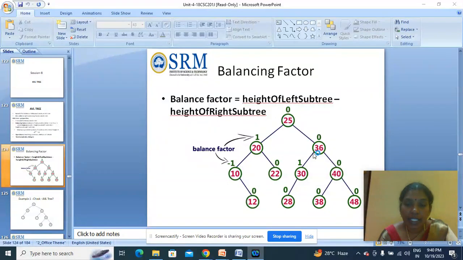For the 36, here the height of the left subtree is 2 and the height of the right subtree is also 2. So 2 minus 2 is 0. And let's take 25. So this is the root node.